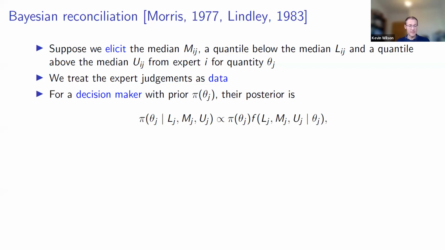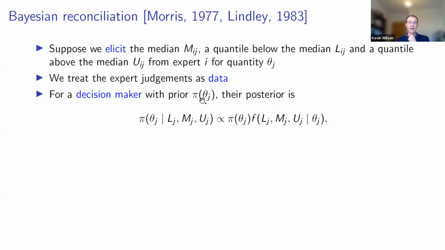In order to do that, we need somebody who isn't the expert. So we tend to term that person the decision maker. Lindley called them the investigator. And the idea is we're going to represent their beliefs, having seen what the experts thought for their medians, lower and upper quantiles. So we imagine we have a decision maker who, before the experts give their judgments, has their own probability distribution, their own uncertainty distribution about the quantity of interest theta j.